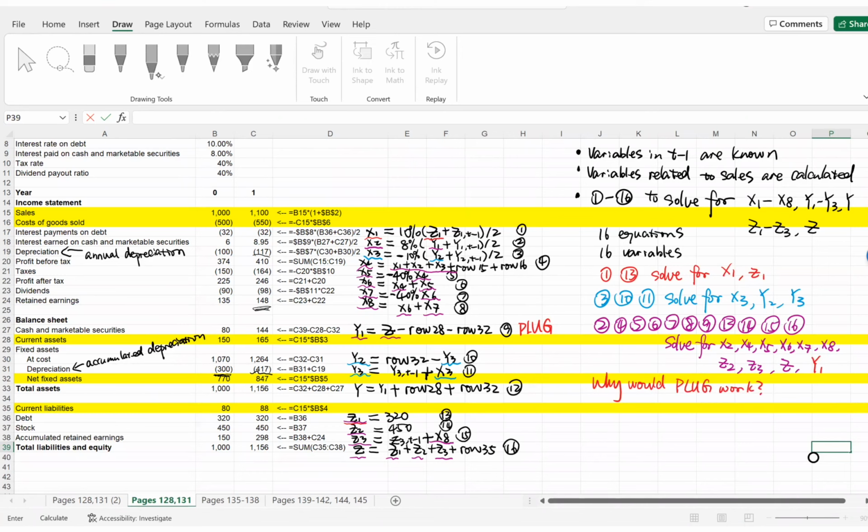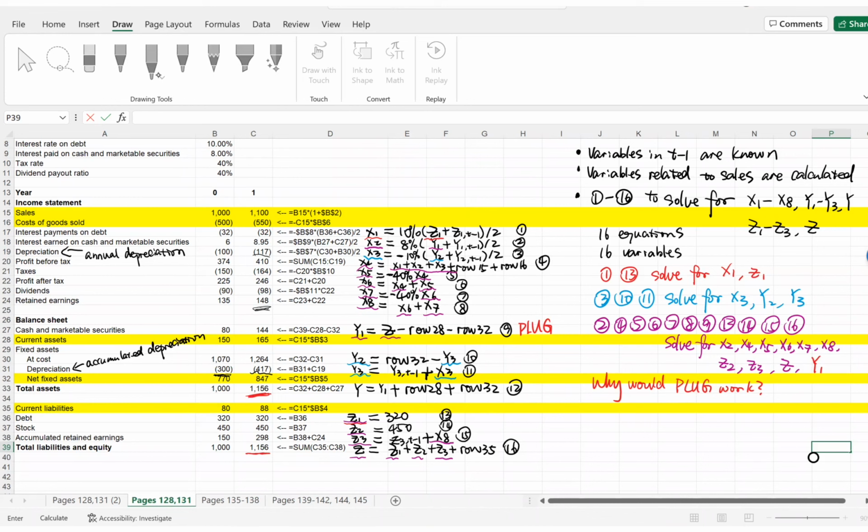Now you may know already that the plug will make the balance sheet balance. So we have the balance sheet here. Total assets, 1156 for year 1, equals total liability and equity, 1156. To make these two equal, there's a trick here, which is using this plug. So now the plug here equals cash, right?